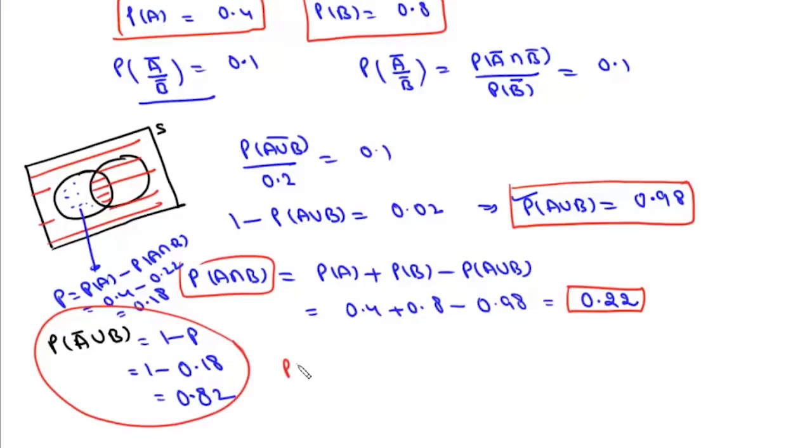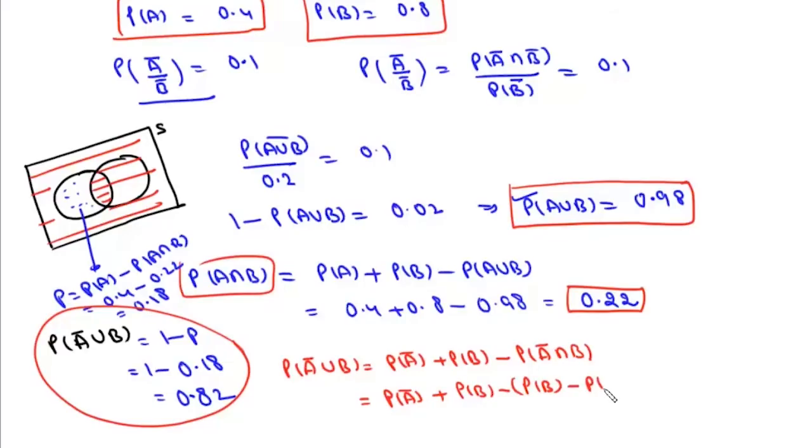Another way of solving this question can be, we can find P A naught union B as probability of A naught plus probability of B minus probability of A naught intersection B. Now this is probability of A naught plus probability of B. Now probability of B intersection A naught is probability of B minus probability of A intersection B. Now here probability of B will cancel. Now probability of A naught is 0.6 minus, and it is minus minus plus, and probability of A intersection B is 0.22. So it will be simply 0.82. So either we use graphical method or algebraic method, we'll end up getting the same answer.